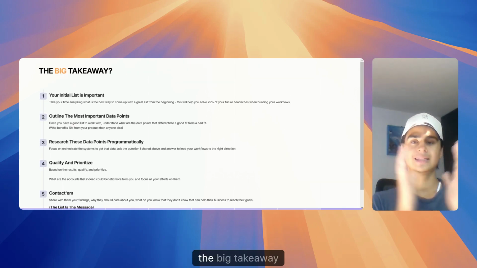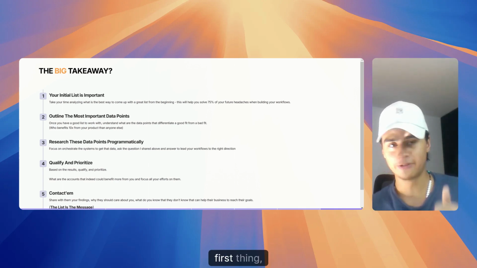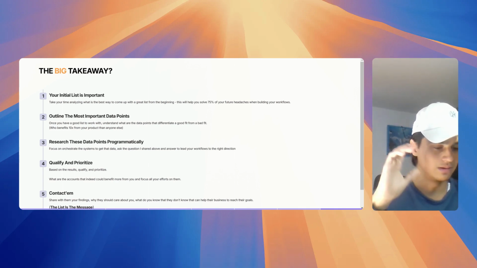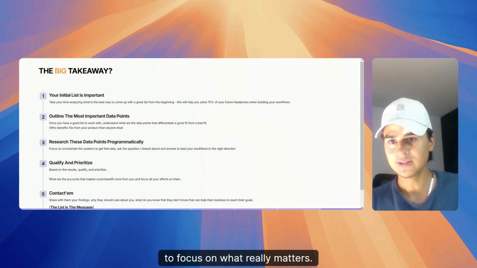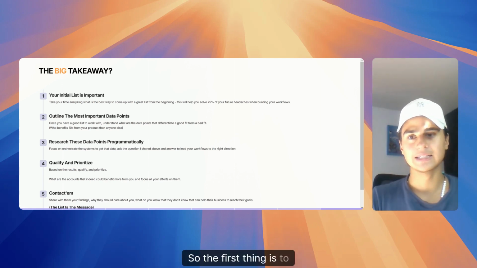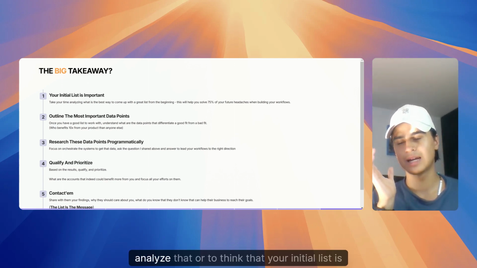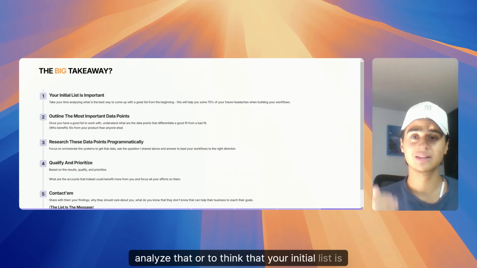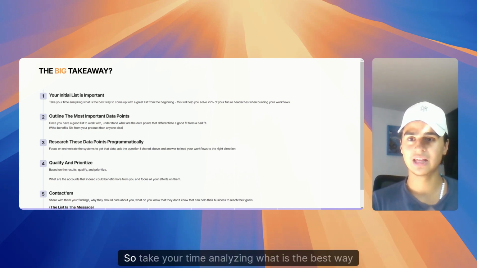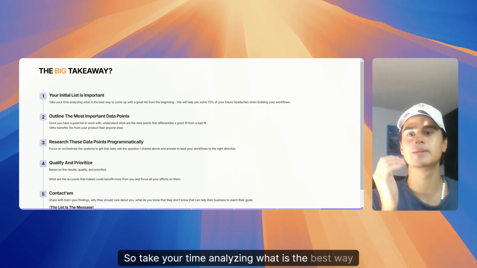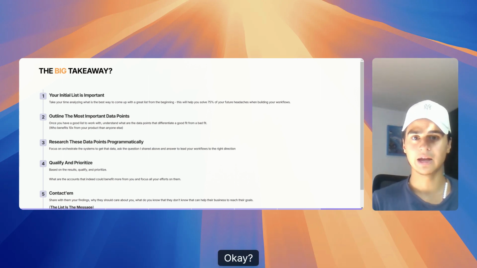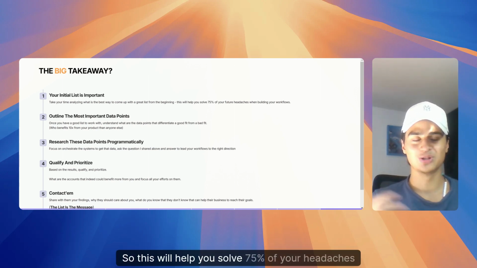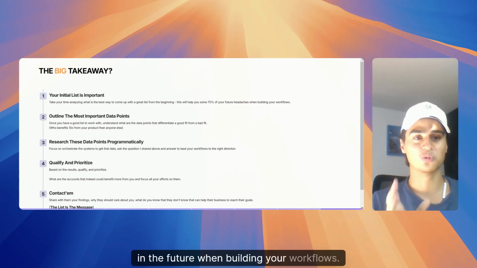So, the big takeaway, and this is the overview process that I do to focus on what really matters. The first thing is to think that your initial list is important. Take your time analyzing the best way to come up with a great list from the beginning. This will help you solve 75% of your headaches in the future when building your workflows.